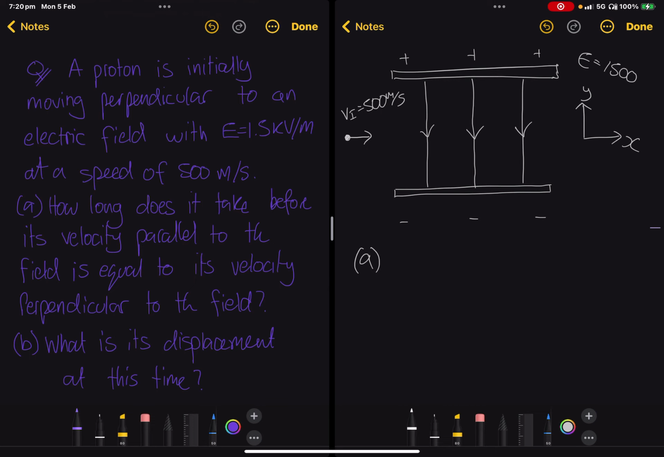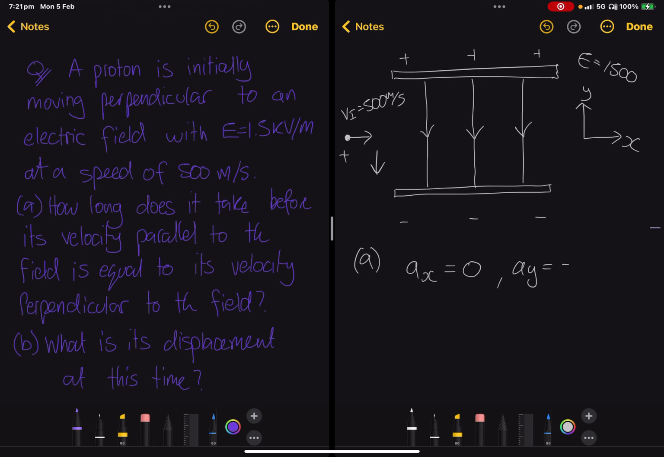So for part A, we have acceleration in x. This will be 0. This particle, we're told, is a proton, so it has a positive charge. That means it's going to move towards the negatives. So it's going to have an acceleration in y, but it has no acceleration in x. So acceleration in x is 0. Acceleration in y is going to be the acceleration from the field, and it's going to be negative because of the way we've set up the equation.